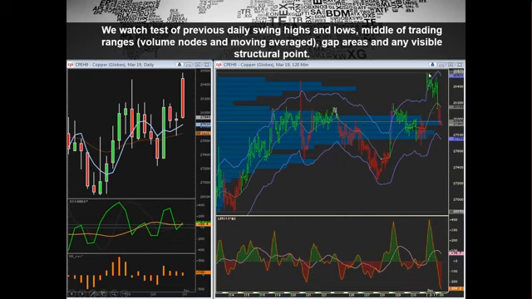But you can see here, when we failed on the test of that high, this is why I like these swing highs and swing lows for structural points. When we came in the morning, you were trading around here and we were playing. It could have held. It could have consolidated up here. All right, if something is going to break out, it needs to form value at that previous high.